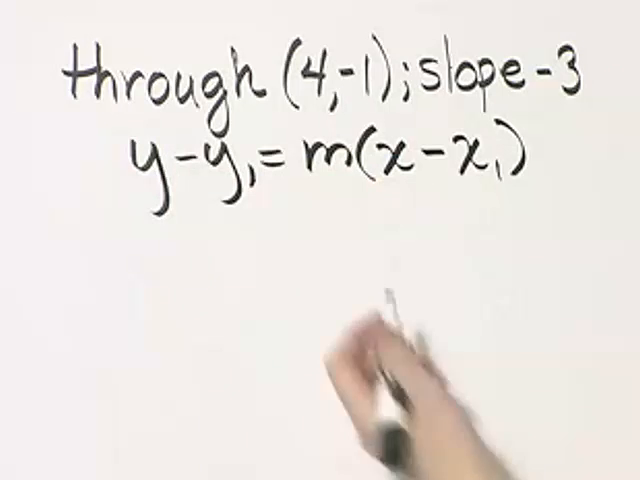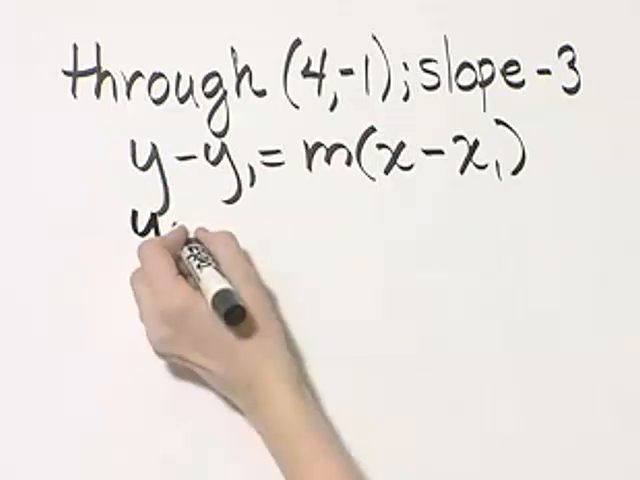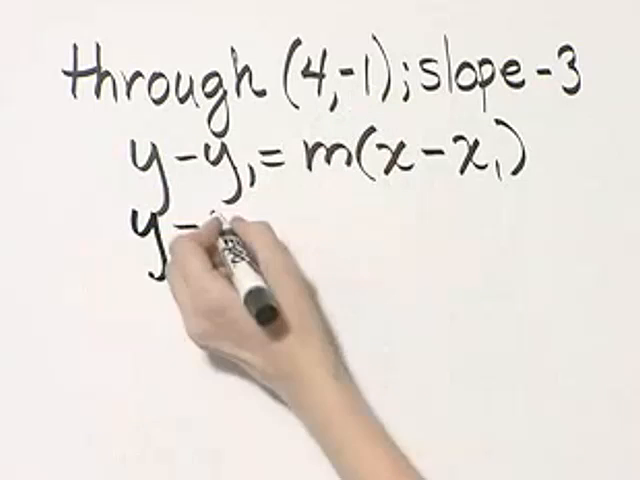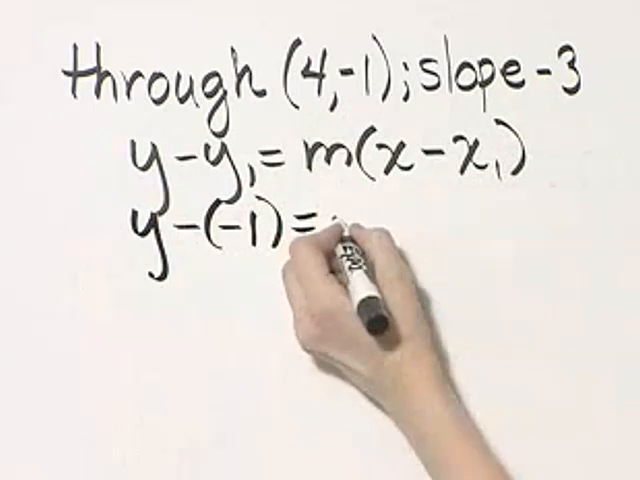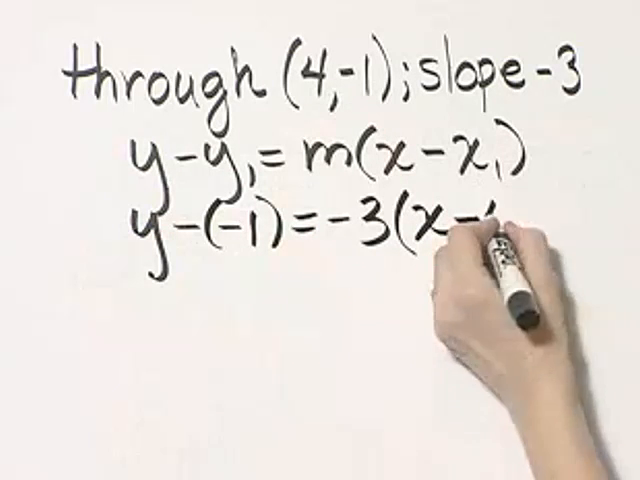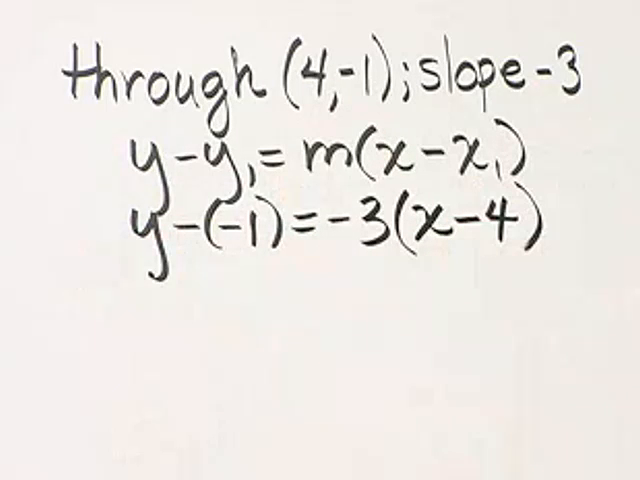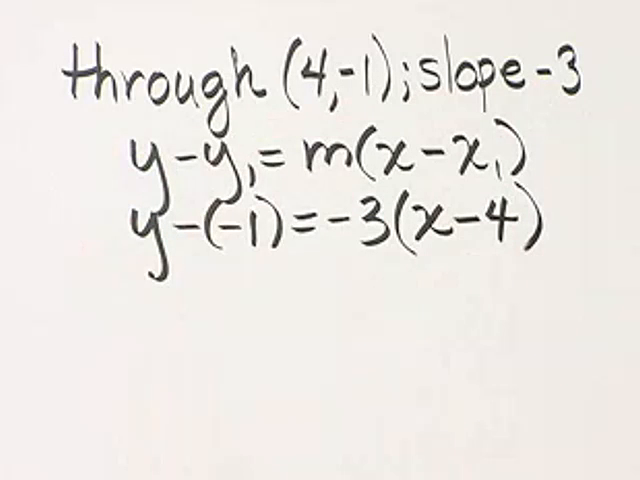And now let's plug in our replacement values. That will be, in this case, y minus the y value of the ordered pair, which is -1, is equal to slope, which is -3, times x minus the x value of 4. We now have an equation of this line. We just need to write it in standard form.